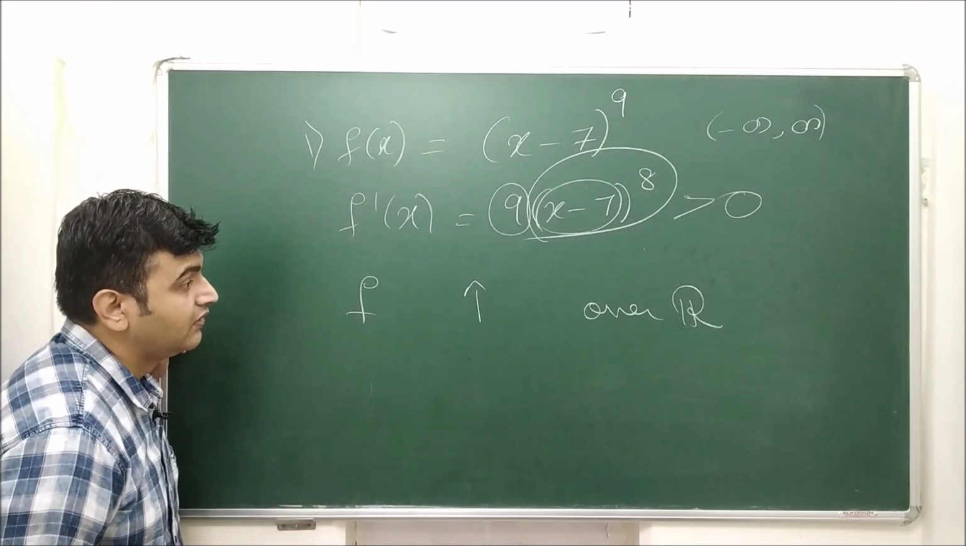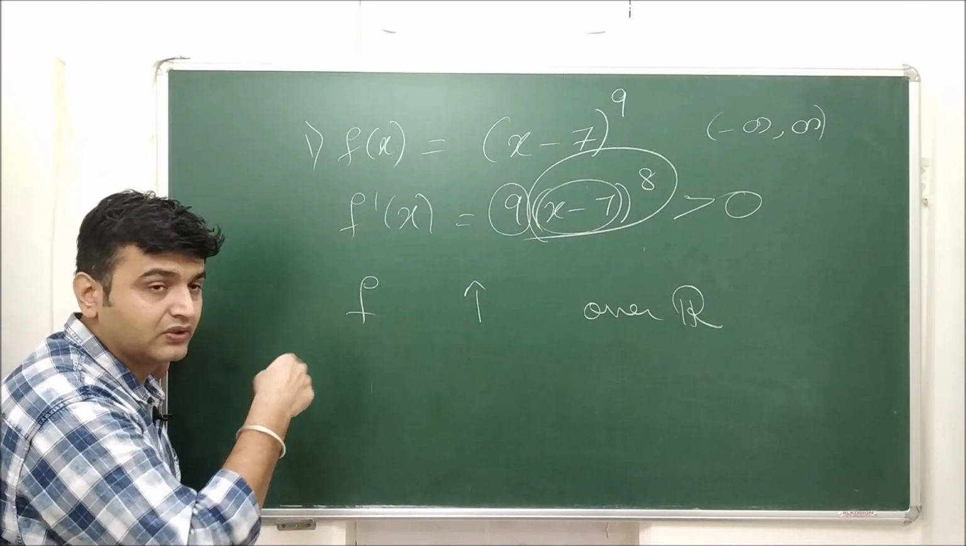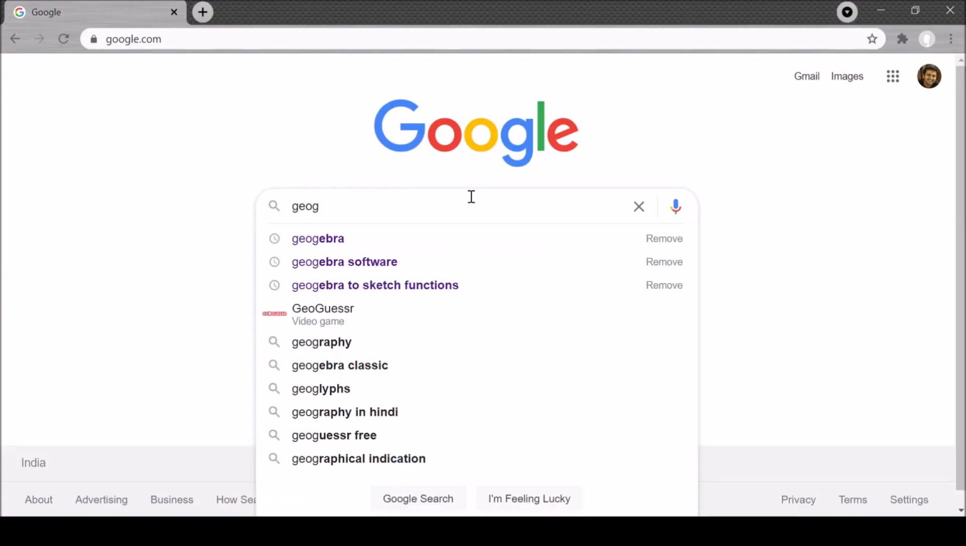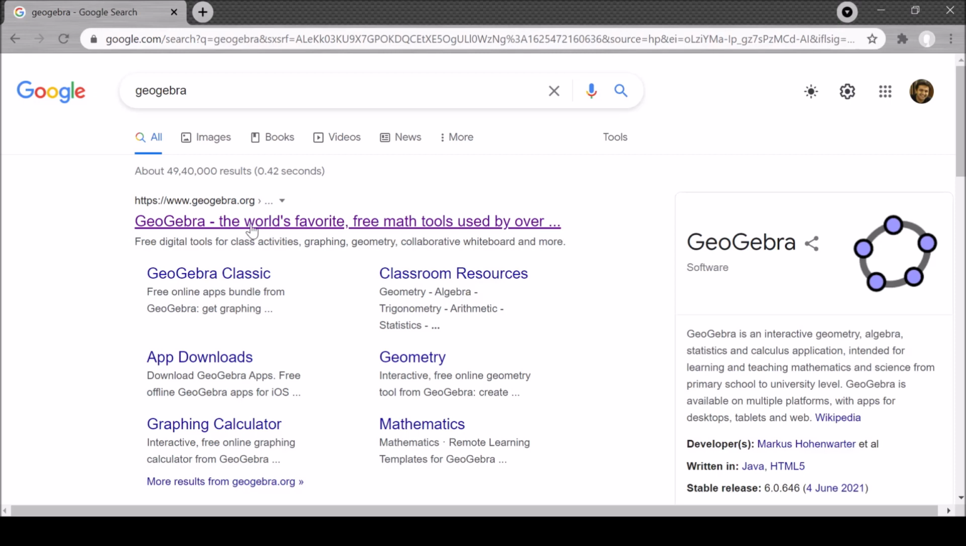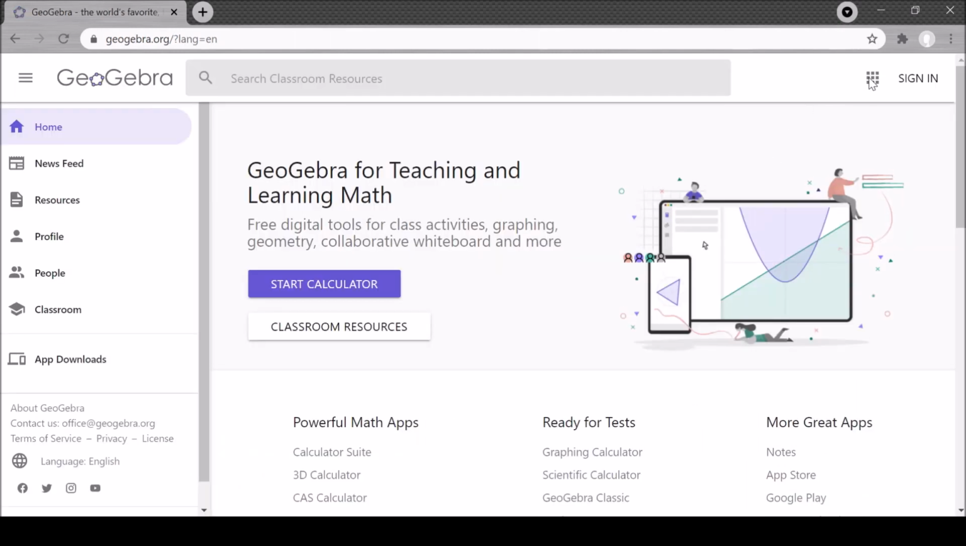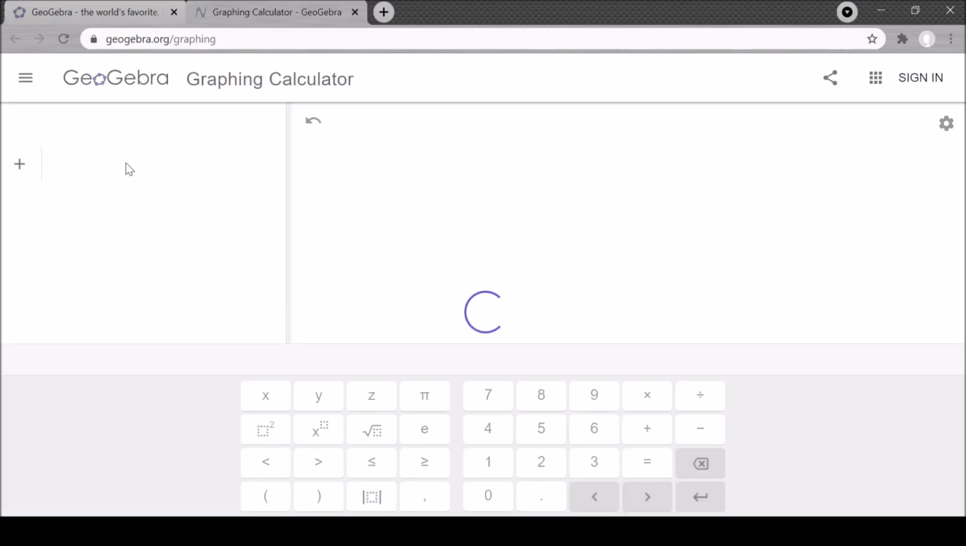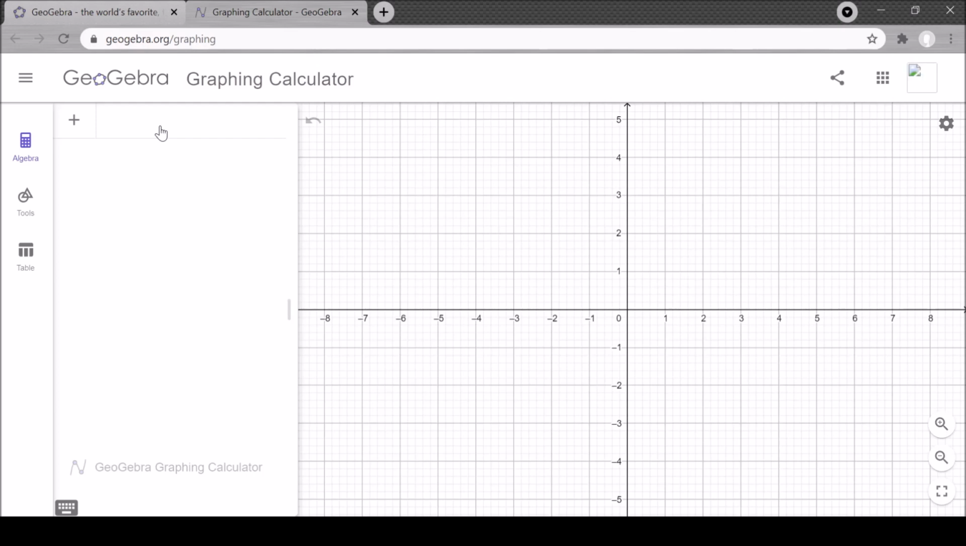Okay, so let me try to show you the graph of this using GeoGebra. You go to Google, type GeoGebra, and go to the website. As I told you in the first lecture on how to plot a graph, you click on the square, click on the graphing calculator, and then you can type the function over here. If you have missed that, you can see lecture number 1 where I explained how to use GeoGebra to plot the graph.